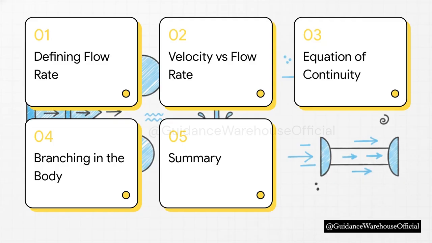We're covering: 1. Defining flow rate, 2. Velocity versus flow rate, 3. The equation of continuity, 4. Branching in the body, and 5. A quick summary. Let's get into it.